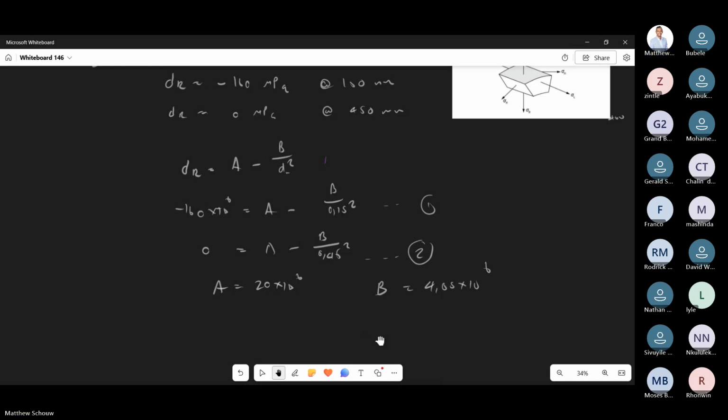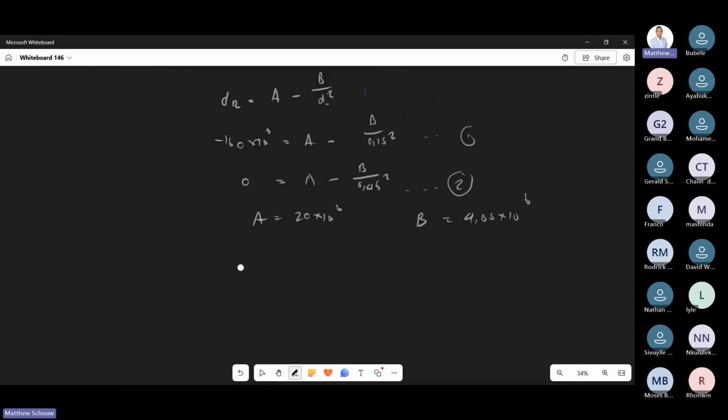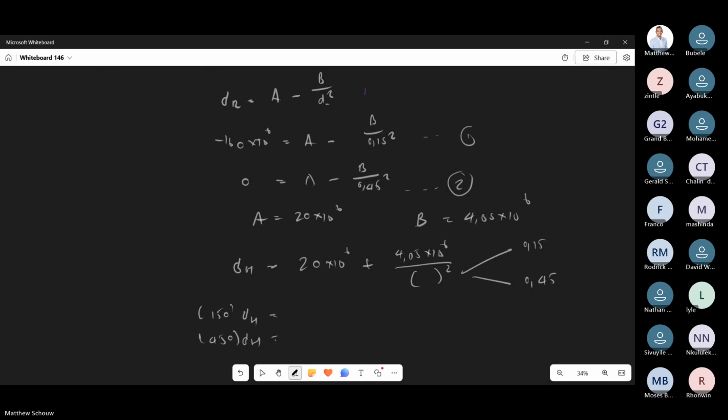All right though. So once you have our parameters, we move on to our hoop stresses. So we know that's going to be 20 times 10 to the power 6 plus 4.05 times 10 to the power 6 over some diameter over here. We know we're going to input 0.15, and we're going to input 0.45. You guys can give me that stress. So this will be at my 150, and this will be at my 450. All right. Give me those stresses.